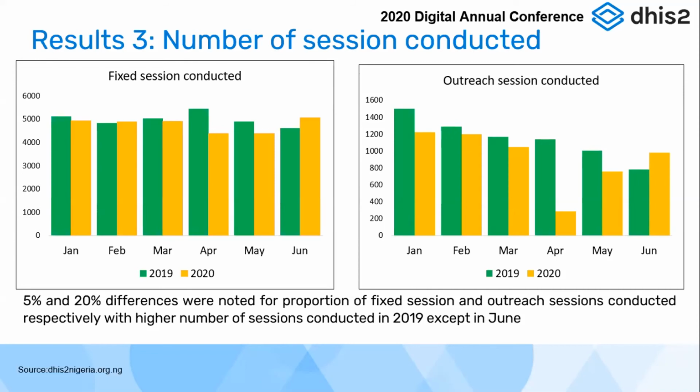Looking at the outreach sessions by the right-hand side, we could see that there was really a decline in sessions conducted, especially for the month of April, because at some point, conduct of outreach sessions were discouraged in countries so as to curtail the spread of COVID-19. We noticed that there was a 5% and 20% difference for fixed sessions and outreach sessions that were conducted, looking at these 2 periods. However, we did notice that in June, sessions had picked up, and we can see that we are having more sessions in 2019 now compared to June 2020 for both fixed and outreach sessions.